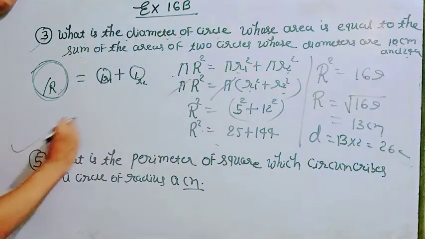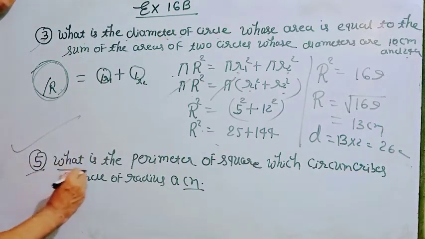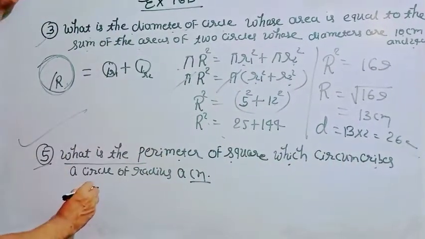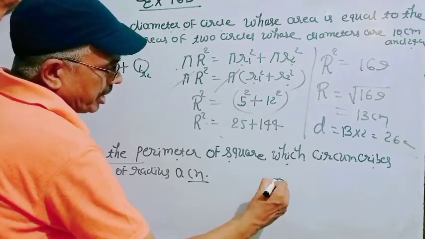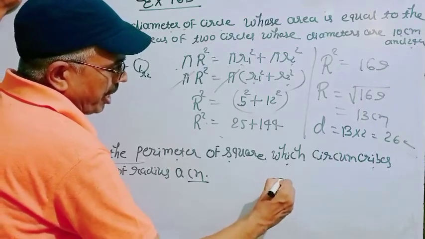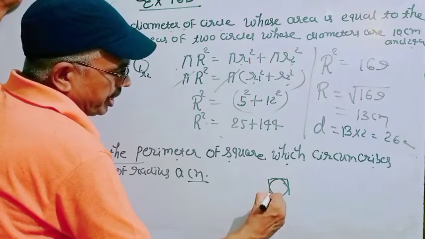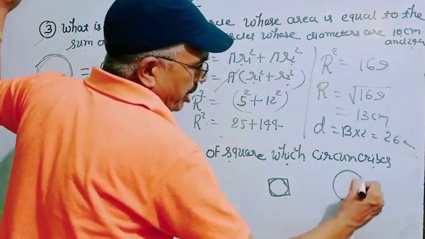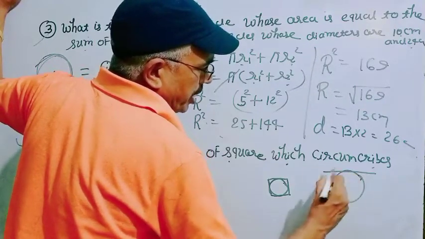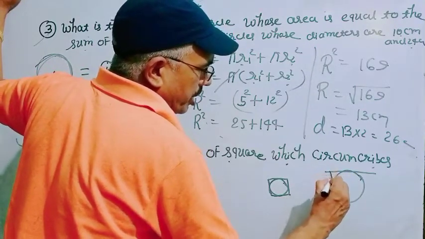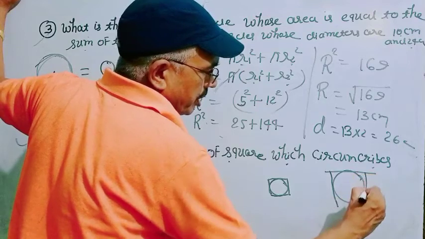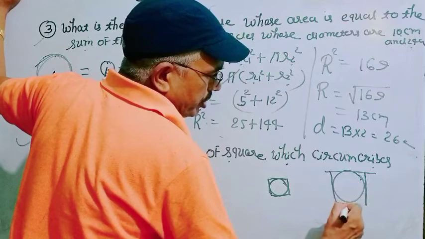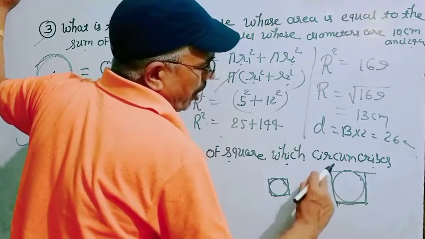Student, the next question is question number 5. What is the perimeter of a square which circumscribes a circle? That means it is a circle and it is circumscribed by a square. If this circle is circumscribed by a square, that means the diameter of the circle is equal to the side of the square.